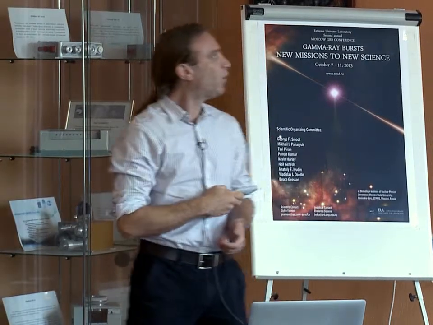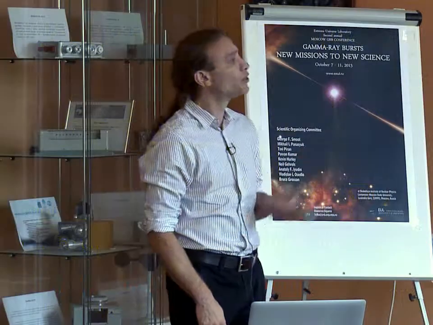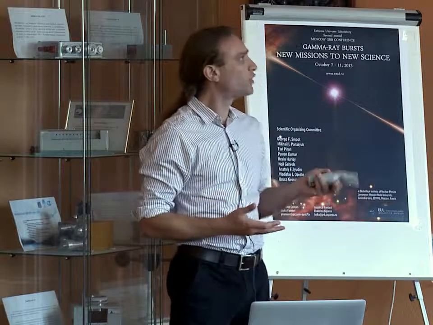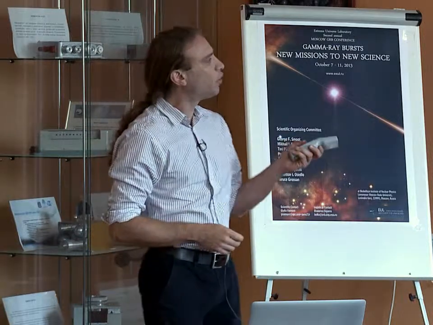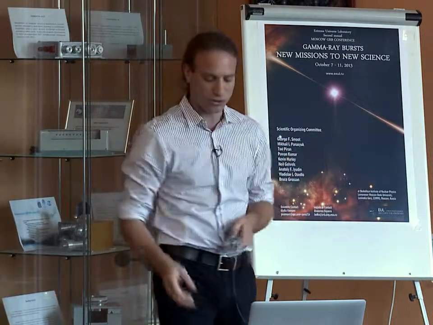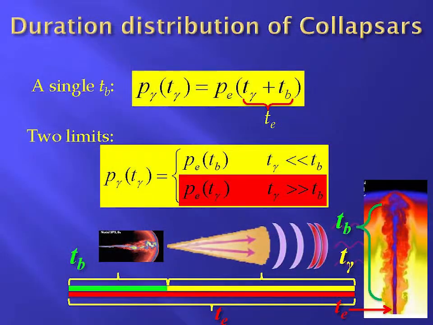fueling the jet. However, as I said, you also need to account for the time that the jet spent inside the star. So basically, the prompt gamma ray burst duration is given by the engine activity time minus the time it takes the jet to break out of the star. Now, if the engine stops before the jet breaks out, then the jet fails. The jet will not be able to break out, and we will not see a gamma ray burst. What we can see is possibly a low luminosity gamma ray burst, as Udi already told us. So can we quantify this? Let's see.